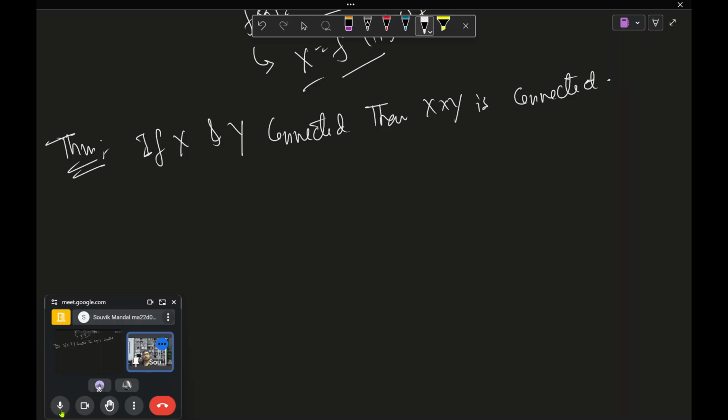For that we need to use some theorem like the union of arbitrary connected sets is connected whenever the intersection is non-empty. This type of thing we need to use. And also you need to use that a continuous map takes connected sets to connected sets. So let's see how to do this. But it is not straightforward actually.